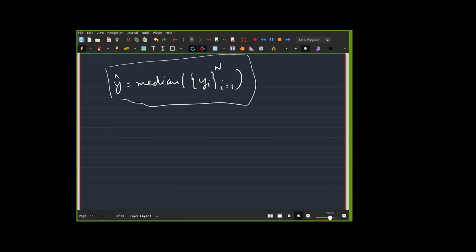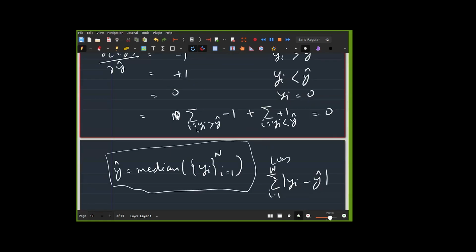So I would say my y hat is equal to the median of the set of yi's from i equal to 1 to capital N. So that's the solution when my loss is the absolute sum over all the data points, absolute value of yi minus y hat, then it's a median. But with this intuition, actually I can tune my solution.